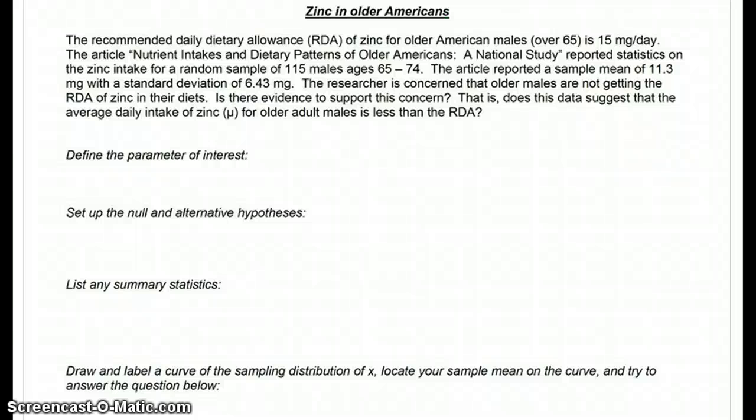Here we go with some more statistics. We're going to talk about zinc in older Americans, so let's look at this problem. Make sure we read carefully and define appropriately. If we do so, we can see that this 15 is given as our mu. We also are given a sample mean of 11.3 with a standard deviation of 6.43, so that's S of x. We also know that it's given that we have a random sample of 115.